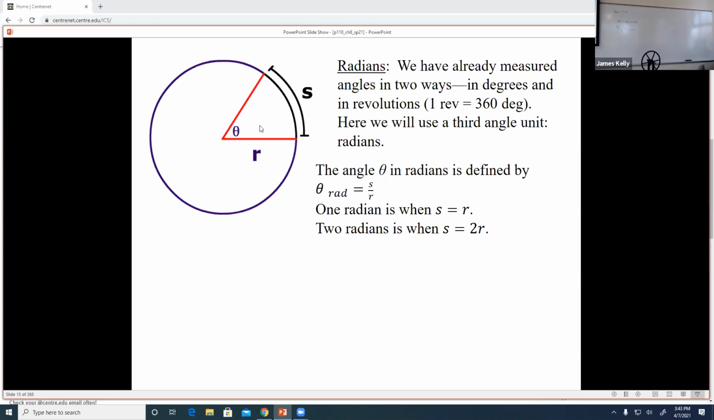Well, S would be measured in meters, right? It's a distance, that arc length. R is also measured in meters. So theta in radians really doesn't have any units at all. Sometimes people throw in radians if you want to remind people that there's an angle there, but a lot of times people just leave them out. And they would write radians per second as just 1 over seconds. So radians really have no units whatsoever.